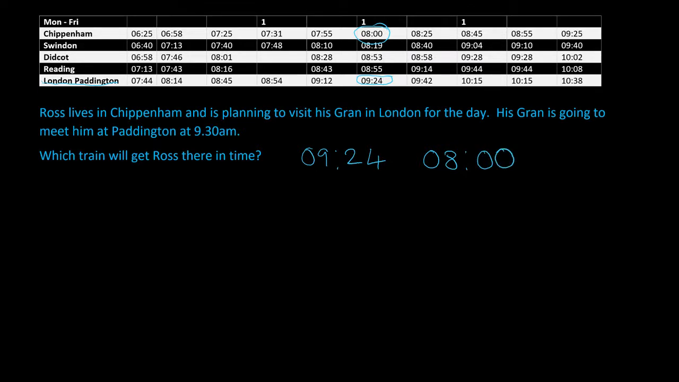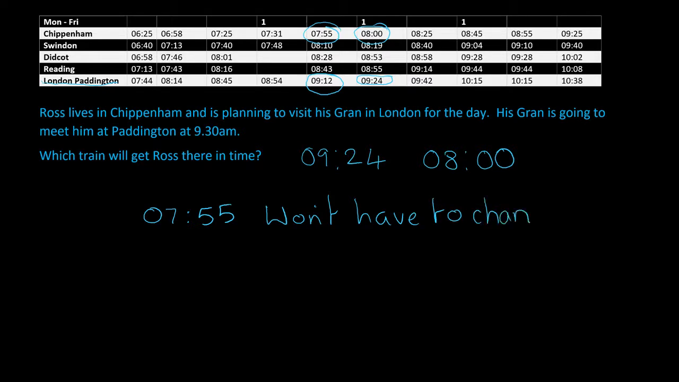So I'm going to pose a second question to you. Why might he actually choose to get the train that leaves at 7:55? One possible reason why he might get the 07:55 train is because he won't have to change. He's only going for the day, but if he was going with luggage, that might be a bit of a bother. So notice that over the 0800 we can see the little one there. That means that at some stage he would actually have to change trains.